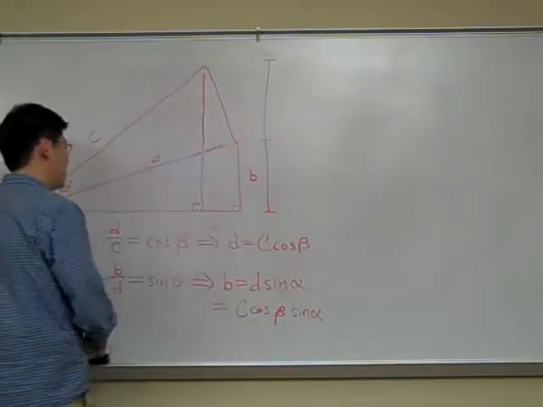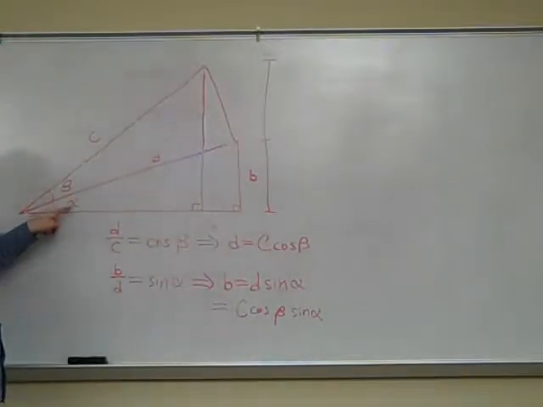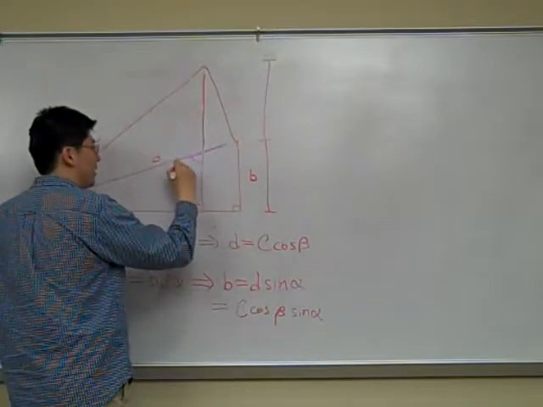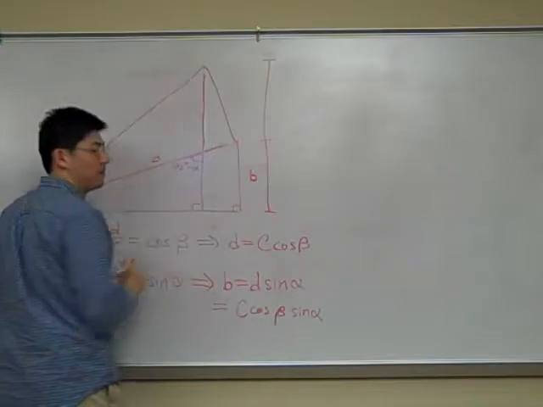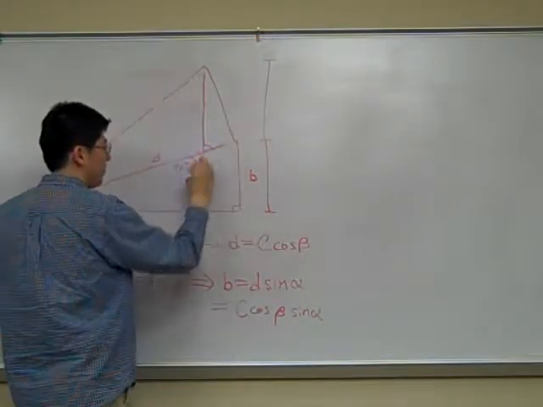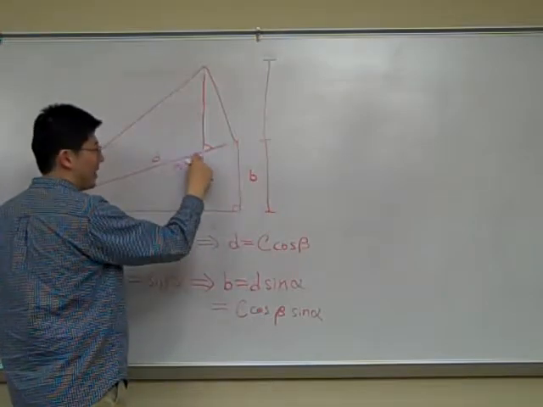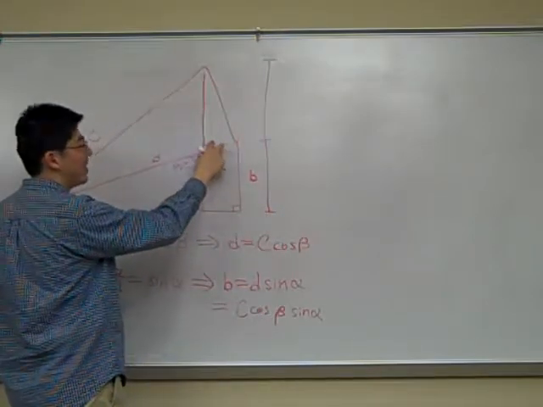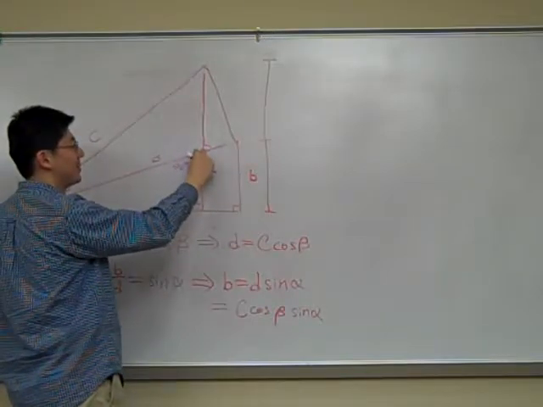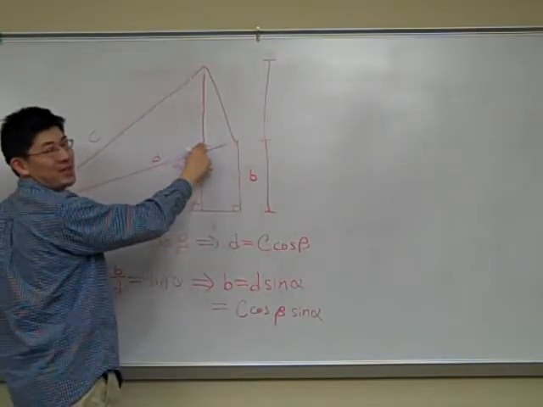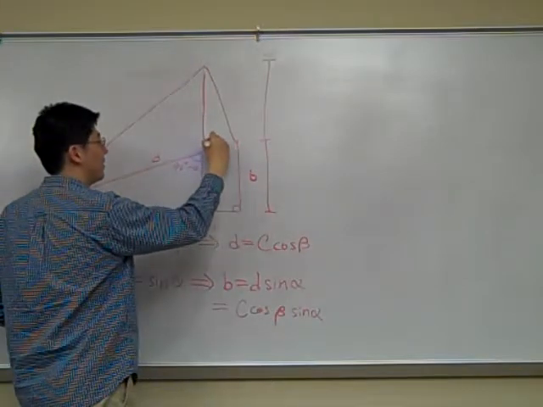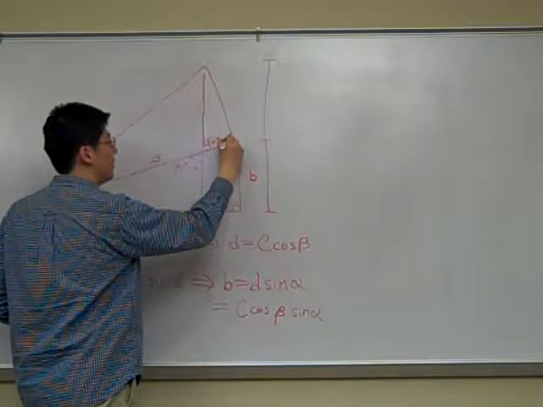Well, first let's do some geometry. One is that this is alpha, so this is going to be 90 degrees minus alpha. And now this is going to be an opposite angle to this. So in geometry we know that opposite angles are equal, right? Because this one plus this angle is 180 degrees, and this one plus this angle is 180 degrees. So these two must be equal. So this one is also 90 degrees minus alpha.